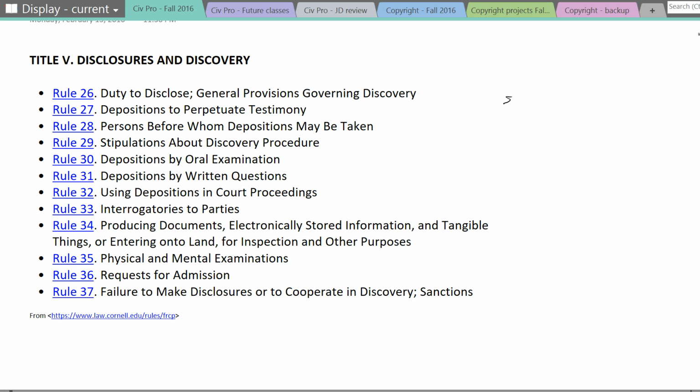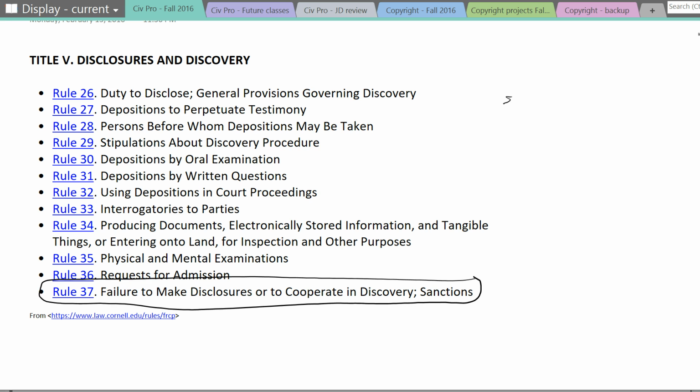Now, I'm not going to be doing a video on this because we're going to have a live class on this, but I'll just briefly note that sanctions for discovery are covered not under Rule 11. You will recall that 11D said that sanctions under Rule 11D don't apply to discovery. And that's because there's a whole rule dealing with sanctions for discovery violations. And we'll talk about that more in the live class.